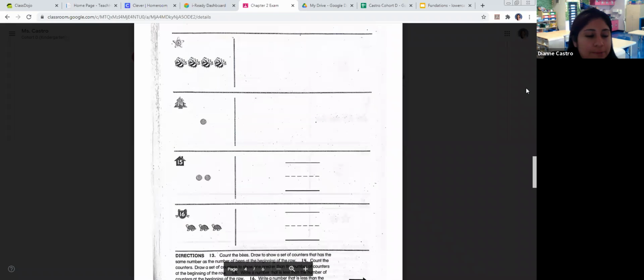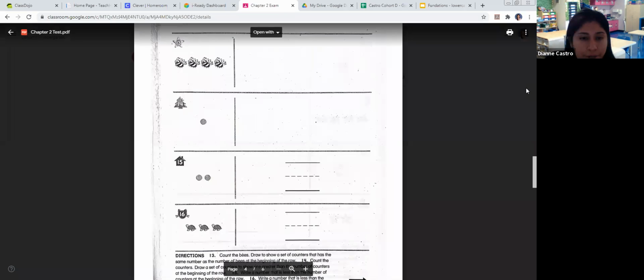Number 13, with the bumblebees. Count the bees. Draw to show a set of counters that has the same number as the number of bees at the beginning of the row. So count all the bees. In the white space, you're going to illustrate the same number of bees that you counted at the beginning. So all you have to do is just draw circles and label it to show how many bees you counted.